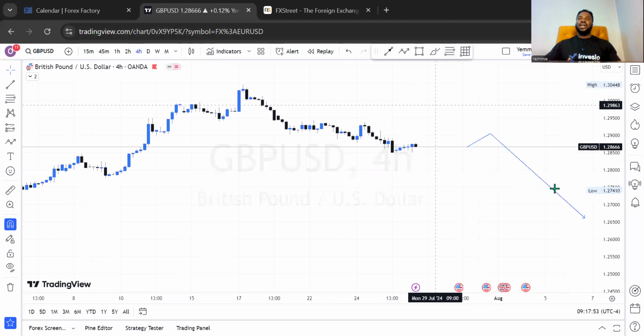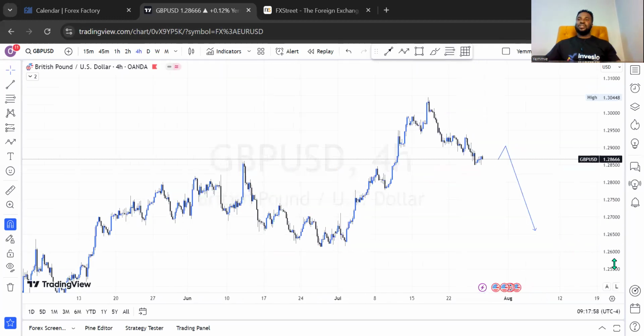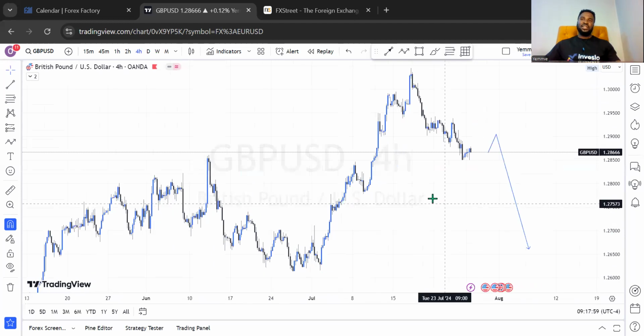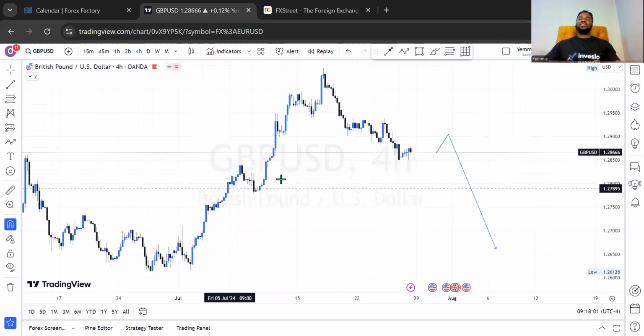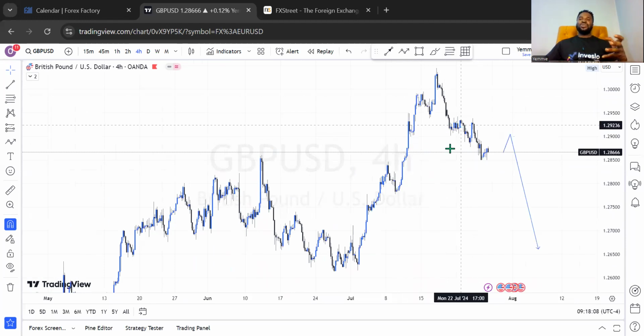Let's check what we have on the 4-hour time frame. Let's see if that coincides with what we had on the Euro US dollar, since they are positively correlated. Now, this is very simple. This has also created, when you look at this critically and carefully, you will see that this is also a stylish head and shoulders pattern.